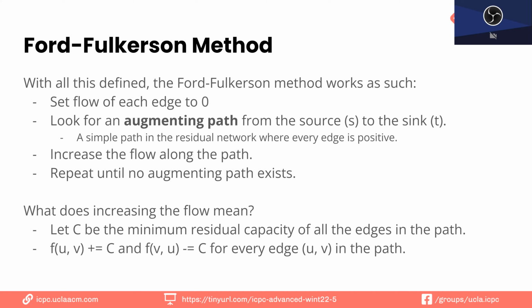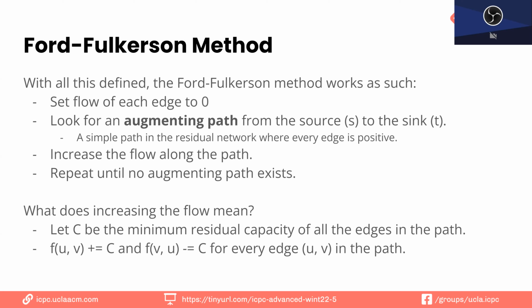And then it's going to look for an augmenting path from the source to the sink in the residual network. An augmenting path is a simple path from the source to the sink where every edge is positive. So basically, if you can push water through a path that's available in the residual network, just push it through. And we increase the flow along that path, and then we repeat, and repeat until there's no more paths left, and we can't increase the amount of flow going through the network.